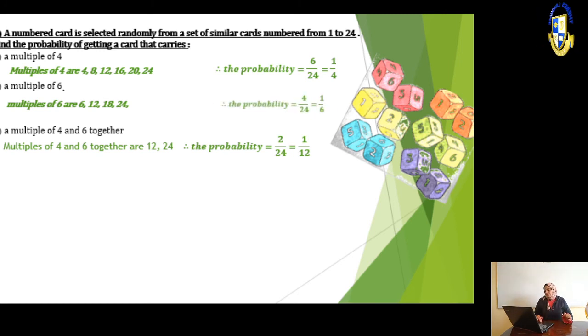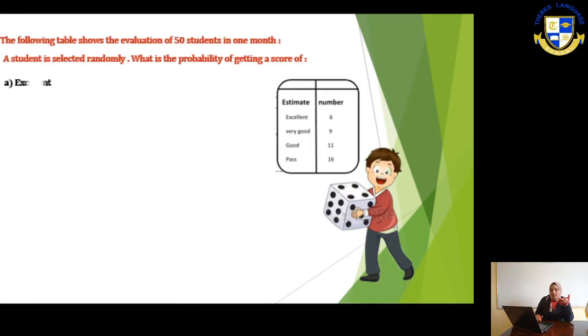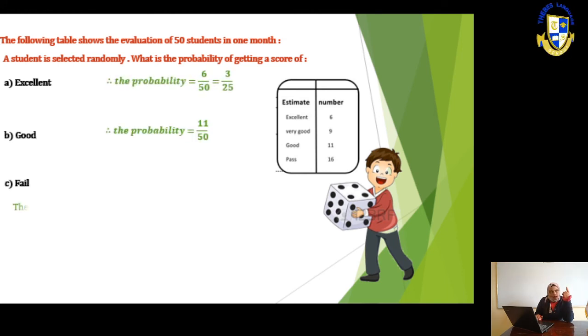Let's move to slide number 6. The following table shows the evaluation of 50 students in 1 month. A student is selected randomly. What is the probability of getting a score of excellent, good, and fail, and less than good? As we see in the table, we have excellent 6, very good 9, good 11, and pass 16.